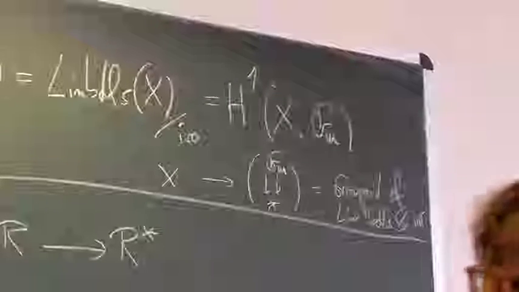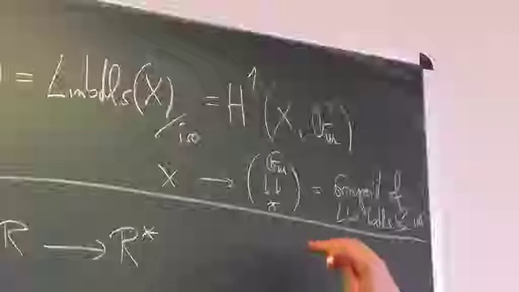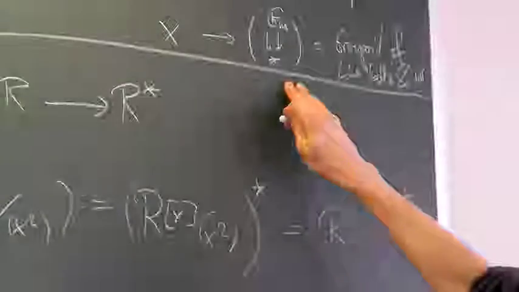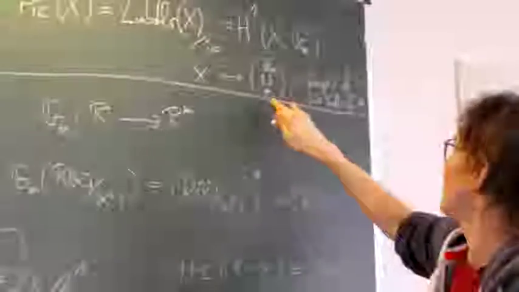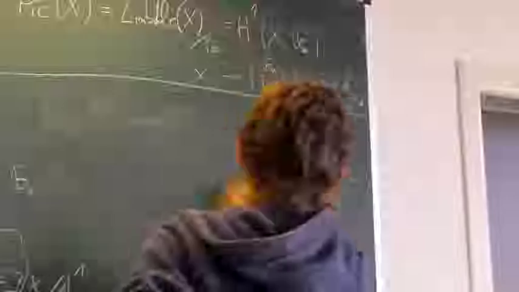Sorry, can you explain again about this G_m with the two arrows and the star? So, we'll come back to it. You can see this as a functor into a groupoid. Is it somehow the same thing as seeing a group as a category? Yes, one object, and the automorphisms are the group. Yes.